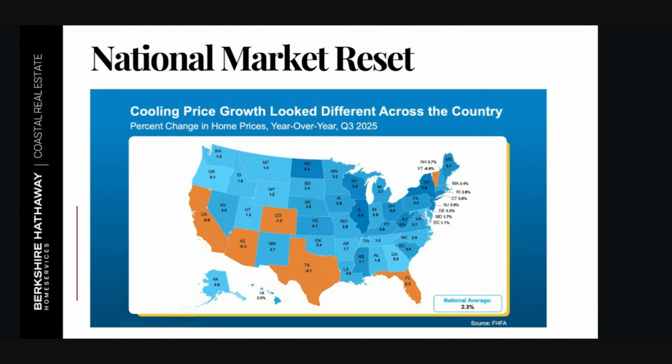And looking at one of the most important things in our market, right? We know that we do not sell based on what's happening nationally. We sell locally. And when you look at South Carolina on the map, year over year appreciation, as of third quarter 2025, the growth was up 4%. Now that's higher than the national average of 2.3%. That's good for our market, right?